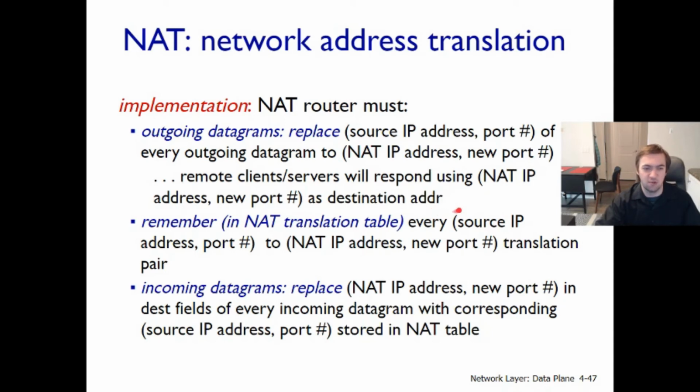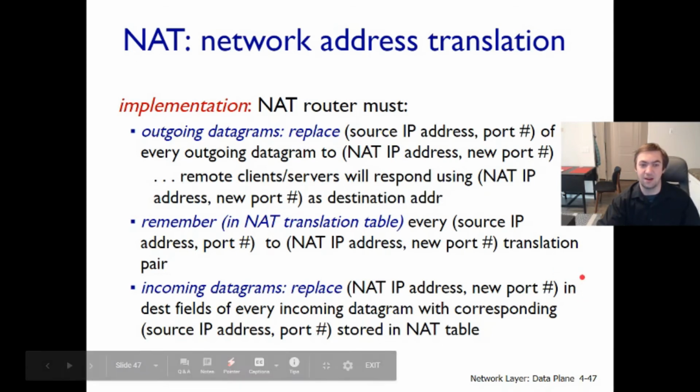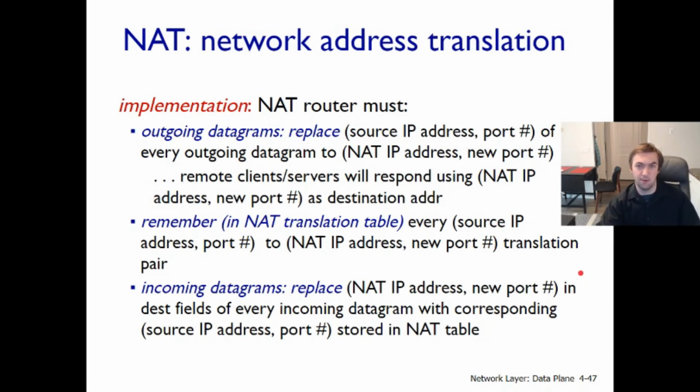The router also has to remember, in a translation table, every pair of source IP address and port number to what it has translated everything to. So the new network address translation IP address and new port number need to have some record to match them with the original source and the original port number. For incoming datagrams, the router has to replace the IP address and new port number in the destination fields with the corresponding data that's stored in the translation table.